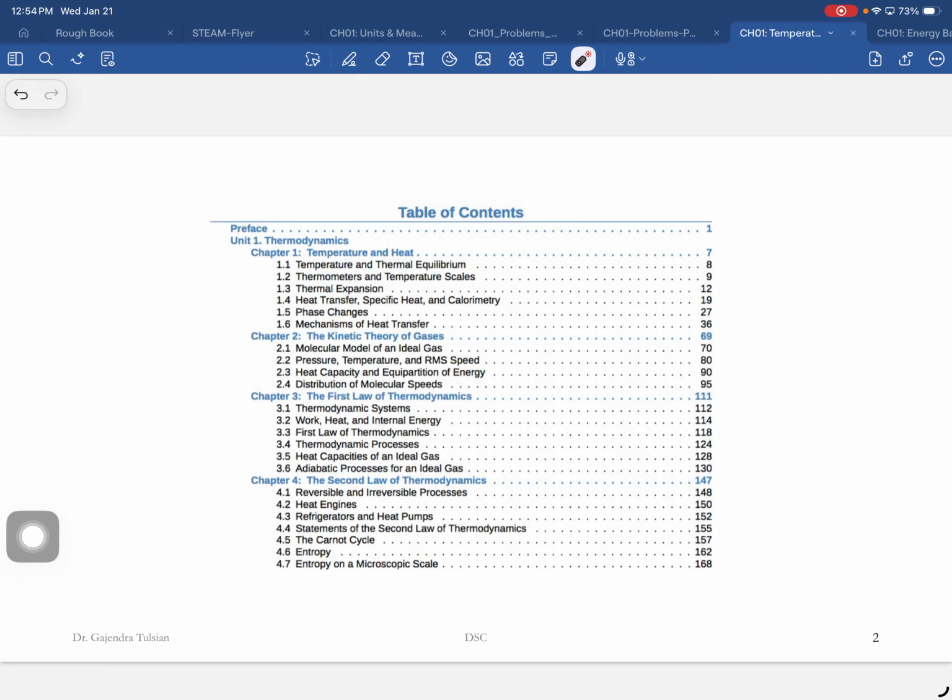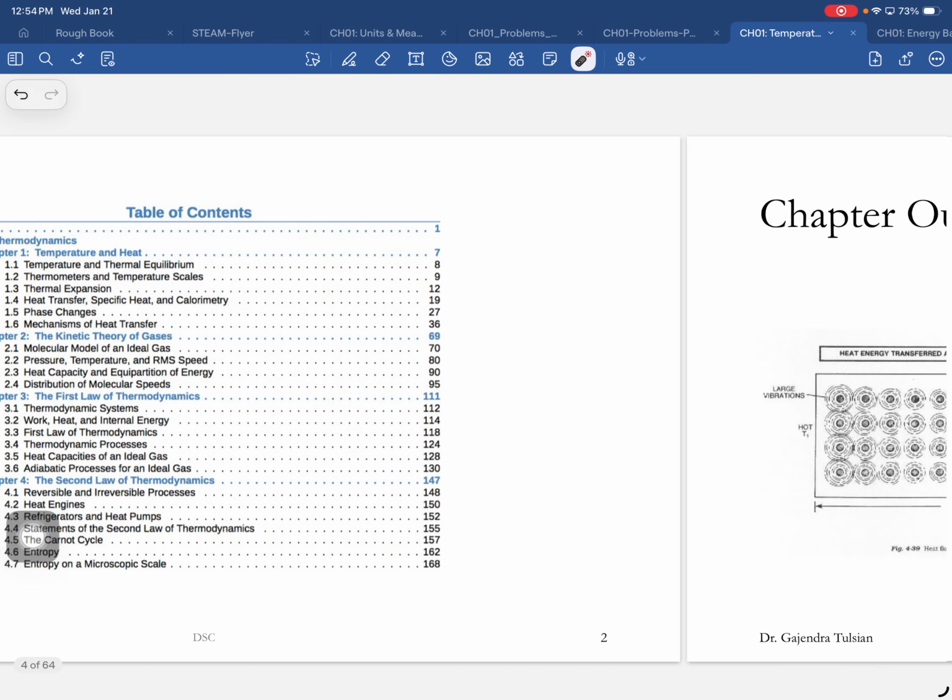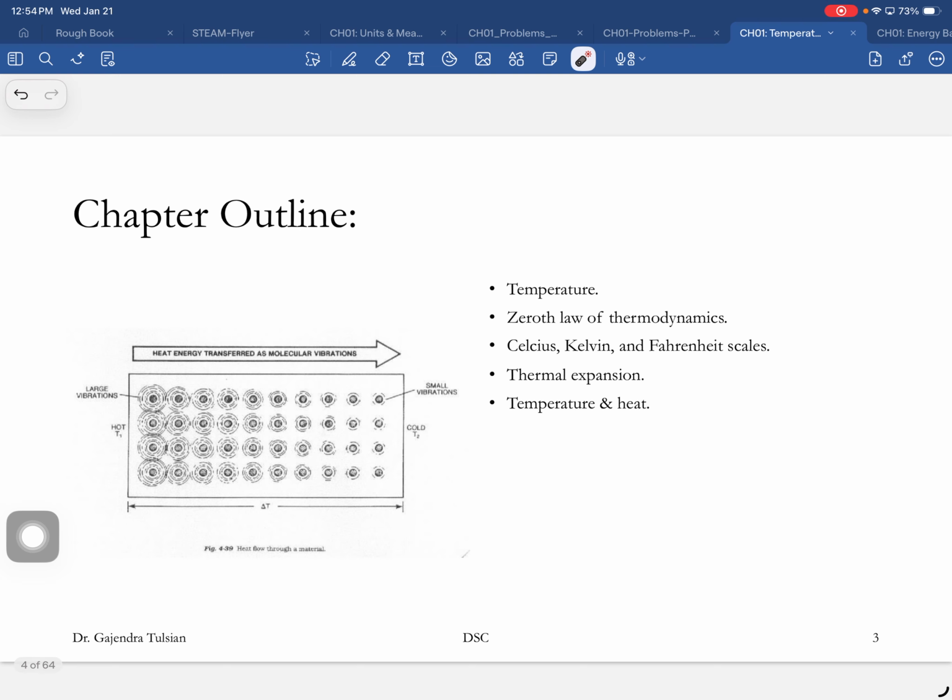So these 4 chapters will become a whole course in your junior-senior level, the thermodynamics course, the favorite course of all engineers. I'm being sarcastic there. So now you know what temperature measures: it measures the average kinetic energy per particle of the system. There are 4 laws of thermodynamics, and we'll talk about them.